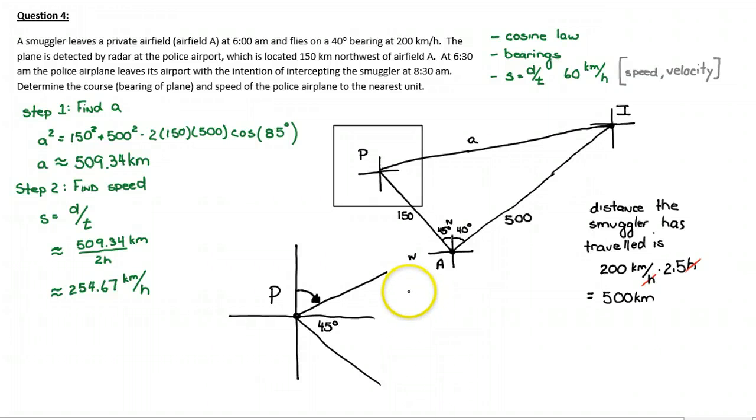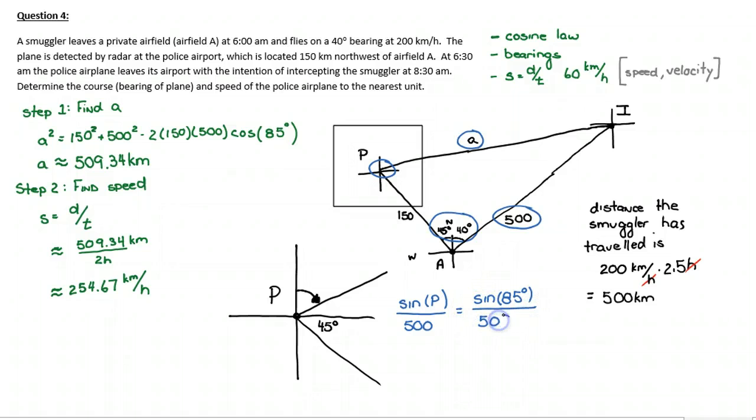Let's change our colors. So my pair that I have in the diagram is I have length A and I have angle A. I have length small p, so I want to find angle P. So therefore we can say sine of P over 500 is equal to sine of 85 degrees over A, which is about 509.34.